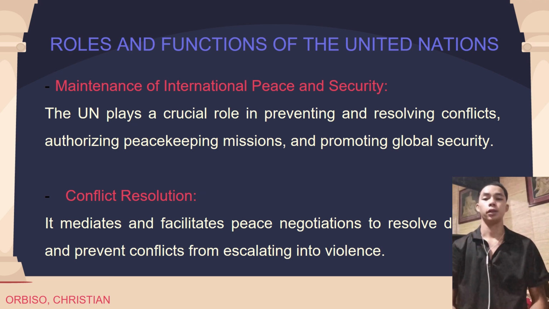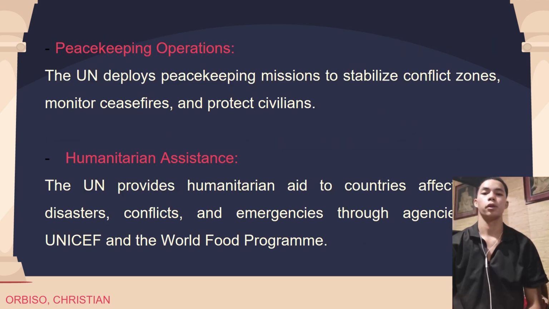Roles and functions of the United Nations. First, the maintenance of international peace and security. The United Nations plays a crucial role in preventing and resolving conflicts, authorizing peacekeeping missions, and promoting global security. Next is conflict resolution. It mediates and facilitates peace negotiations to resolve disputes and prevent conflicts from escalating into violence. The third one is peacekeeping operations. The United Nations deploys peacekeeping missions to stabilize conflict zones, monitor ceasefires, and protect civilians.